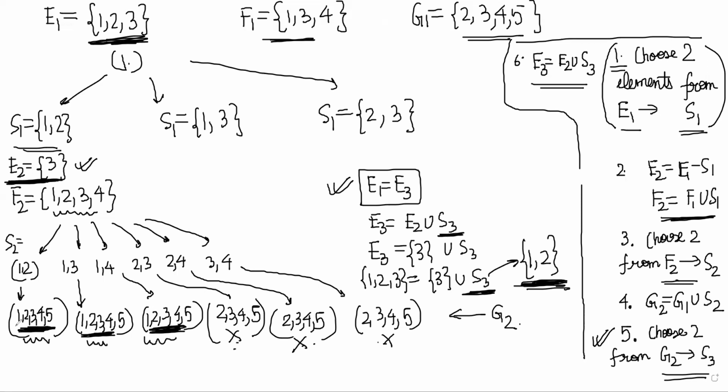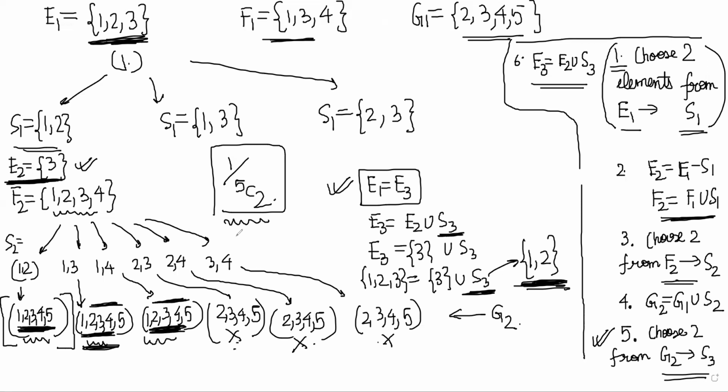So the probability of choosing 1, 2 as the pair would be 1 by the number of pairs possible here, right? So it will be 1 by 5C2. Similarly here also 1 by 5C2, because 5C2 is the total number of pairs possible, and you choose only the correct pair 1, 2. So the probability of choosing the correct S3 in order to get our final condition of E1 equal to E3 will be 1 by 5C2 here, 1 by 5C2 here, 1 by 5C2 here, right?